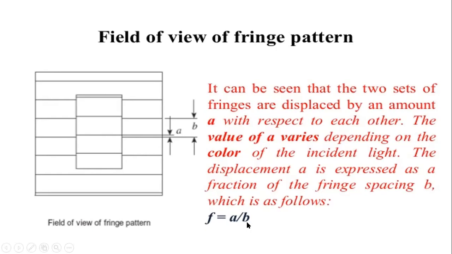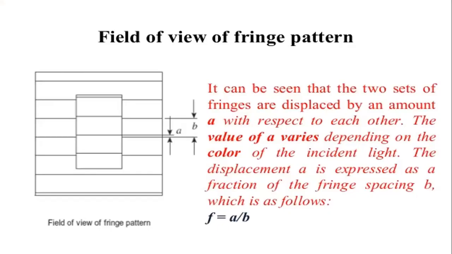That is, f is taken as the fringe pattern, and a by b is the two deviations, that is, the displacement deviations of the positions, a by b. So therefore we are taking the field of the fringe pattern as f is equal to a by b. So we can take f is equal to a by b as the position of the fringe pattern.